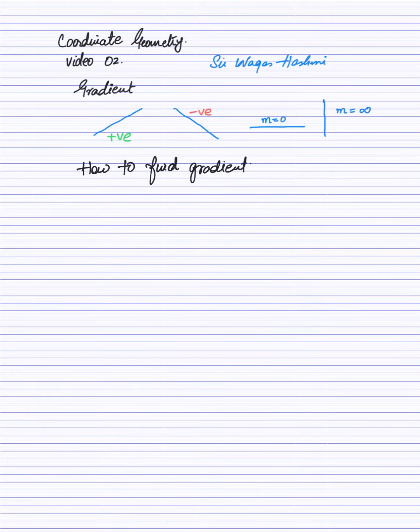Basically there are two ways to find the value of gradient. Let's suppose that coordinates are given. When coordinates are given, you need to apply the working formula, and the working formula states that m equals y2 minus y1 divided by x2 minus x1, right? And in my previous video we observed how we find the values of x1, y1 and x2, y2. These are the coordinates of a point. So when you have coordinates, you need to apply the working formula.